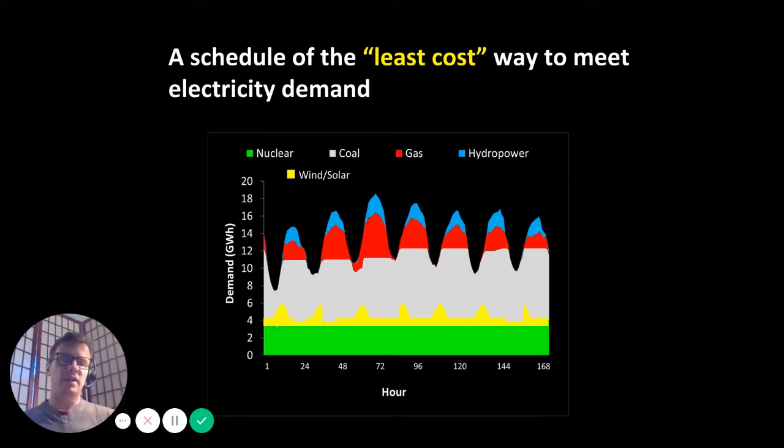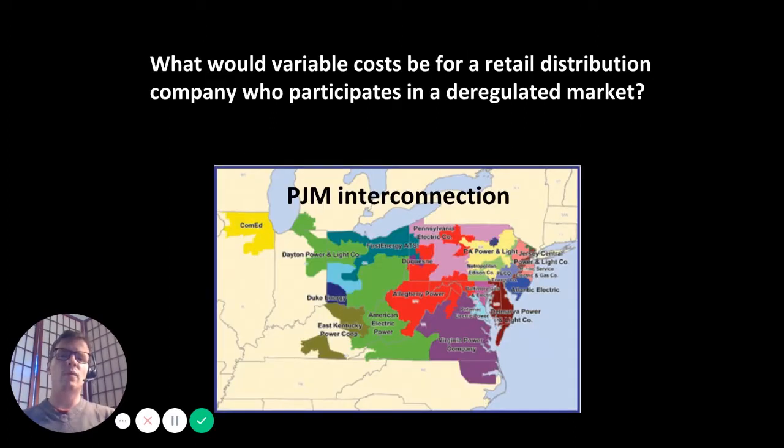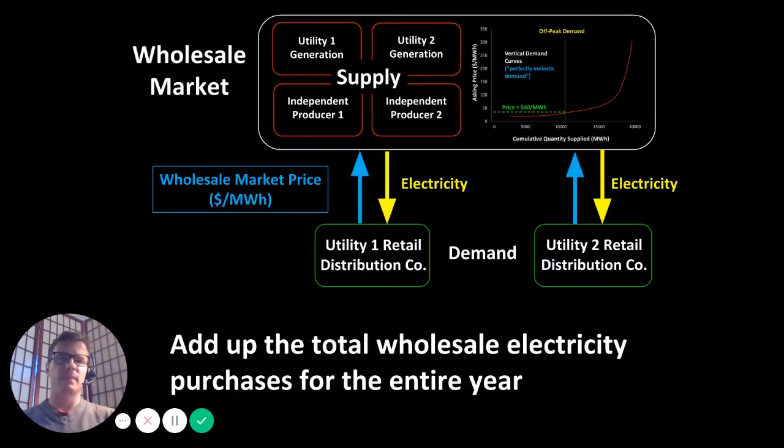And then natural gas and hydroelectric dams are used as peaking resources, with wind and solar being used whenever the wind is blowing and whenever the sun is shining. So what would variable costs be for a retail distribution company who participates in a deregulated market? Remember, a retail distribution company in this case would be buying electricity from the wholesale market.